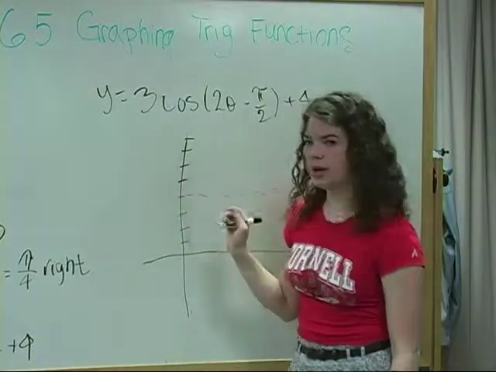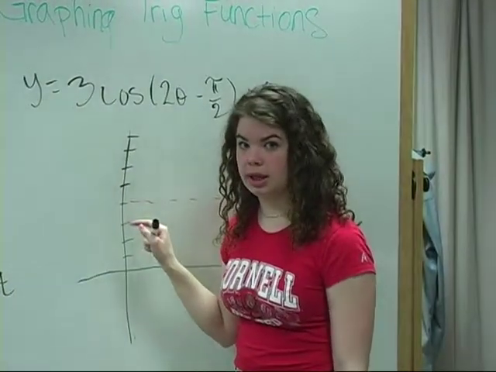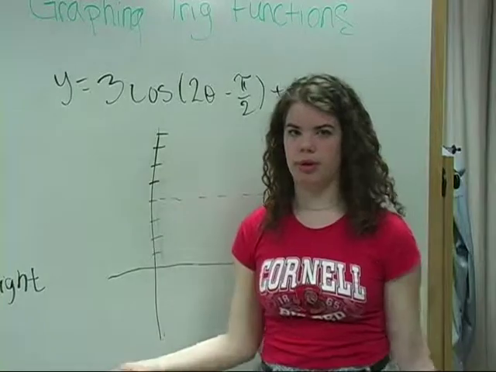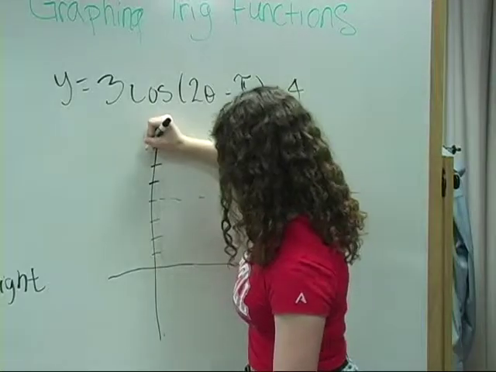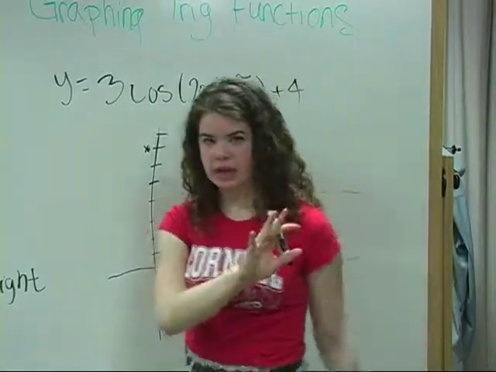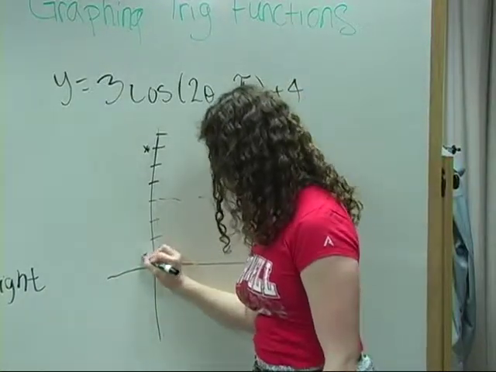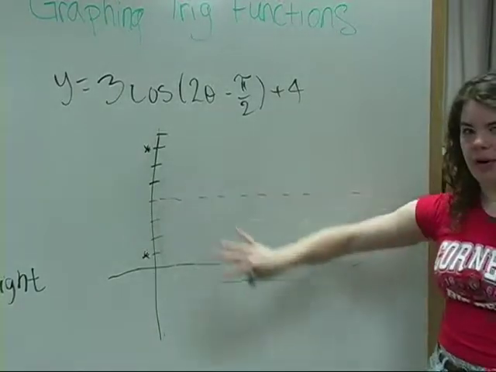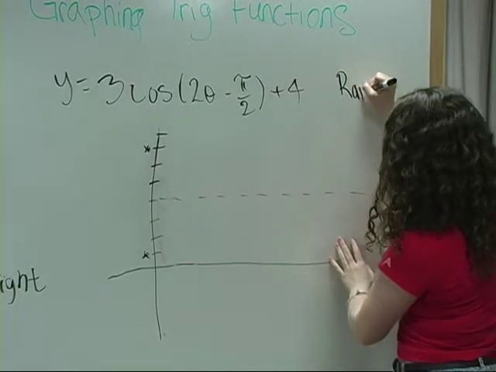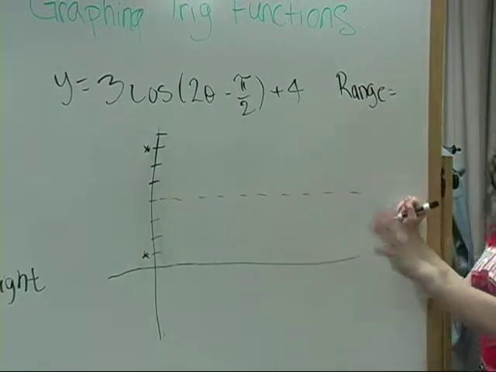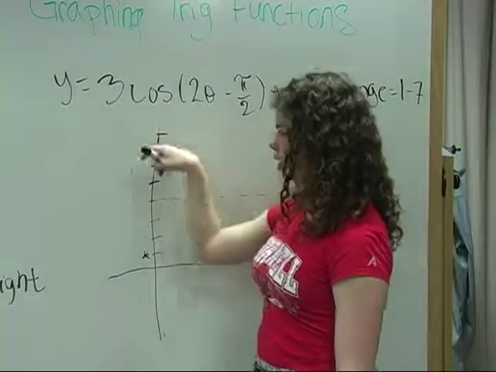That means that our bell curve is going to hit peaks at 3 above the midline and 3 below the midline. So 3 above the midline, what is 3 above 4? It's 7. So 1, 2, 3, 4, 5, 6, 7. Let's put a little star right there. And 3 below the midline is going to be 1. So 1, 2, 3, put a little star there. And this is the range of our graph right here. So when asked the range of this function, you will be able to answer 1 to 7, because we go from 1 to 7.